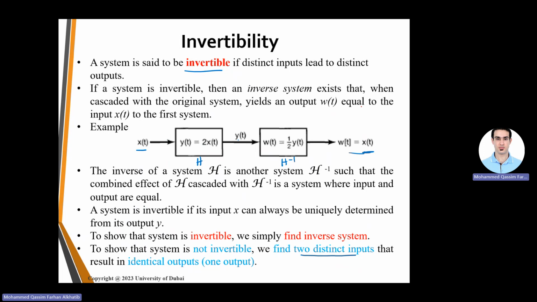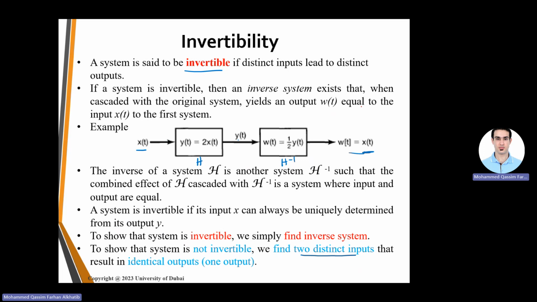All right, so we've done memory and we've done causality. Now, invertibility. Basically, if you have a transformation that leads x to become y, is there another transformation to go backwards from y into x? If yes, then the system is invertible. If no, then the system is not invertible.